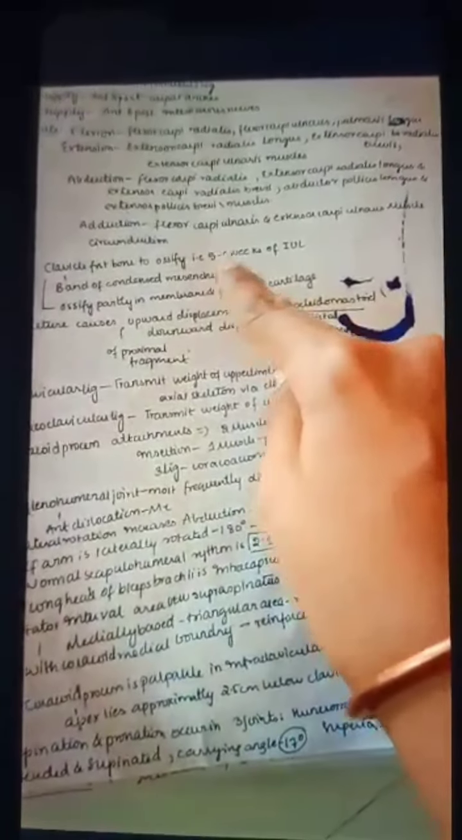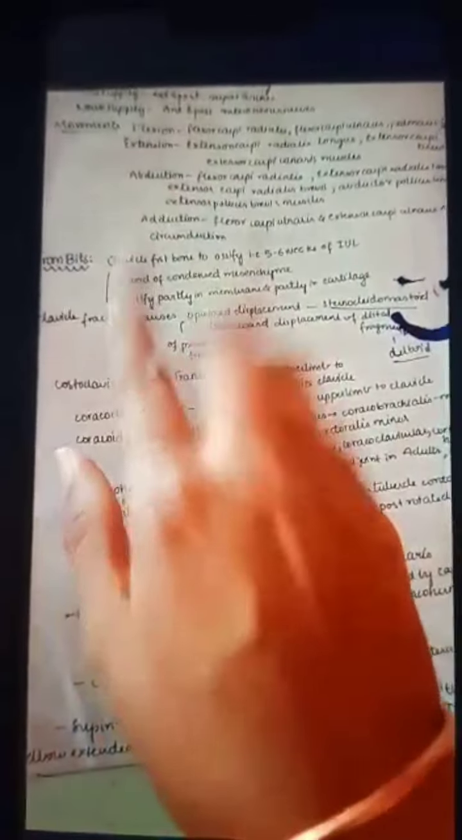The clavicle is the first bone to ossify, of course, in the 5 to 6 weeks of our intrauterine life. And the clavicle is a band of condensed mesenchyme. This is important. It ossifies partly in the membrane and partly in the cartilage. And next, a clavicle fracture causes displacement: the sternocleidomastoid muscle causes upward displacement of the proximal fragment and the deltoid causes downward displacement of the distal fragment. So this is important.